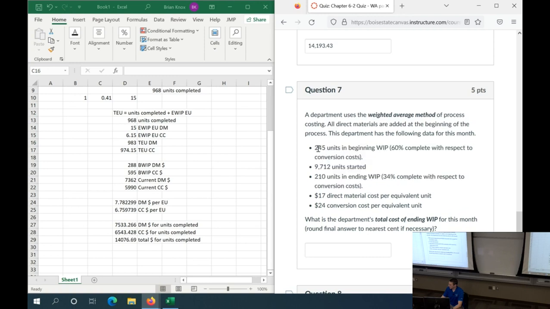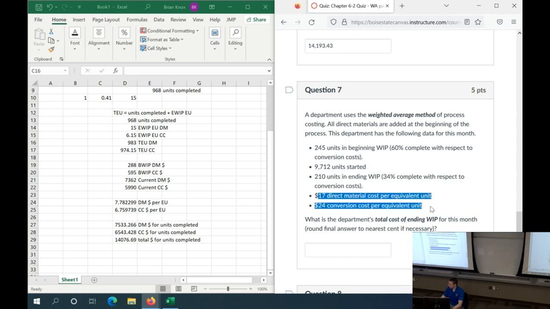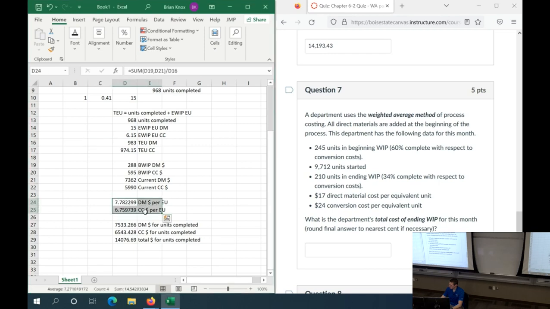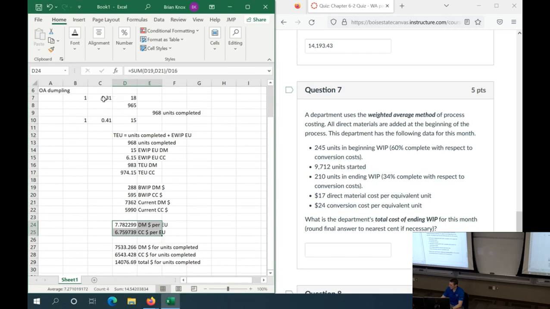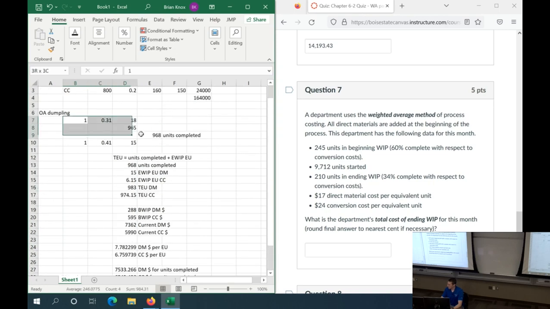It looks like we have enough to make a T account of a units WIP T account, and we have some rates provided for us. So they already did the EU calculation and got to this point for us. Now we need to do something with a T account because we'll need to figure out what to multiply these rates by, and we need this information to do that. So this is open answer, ending WIP, DM at beginning problem. And so let's just try and build it.